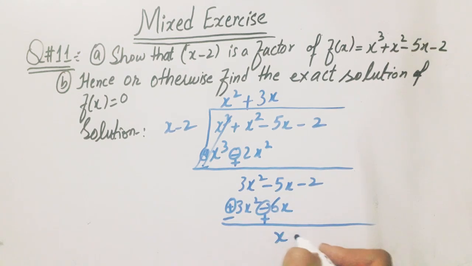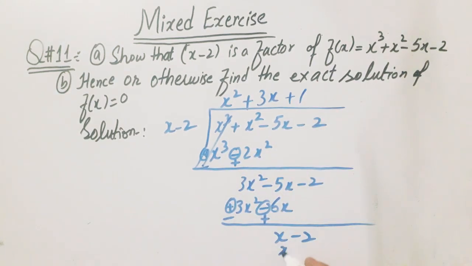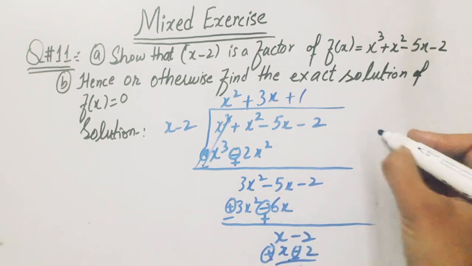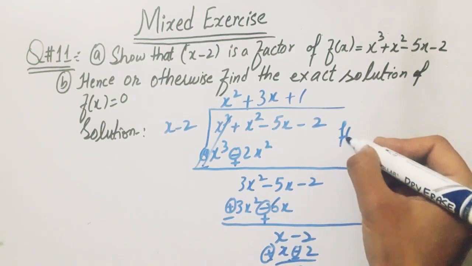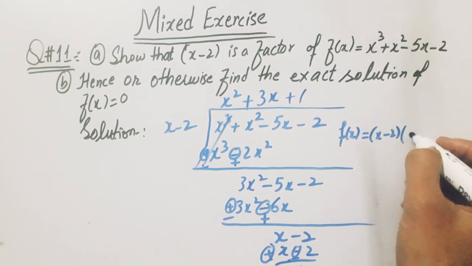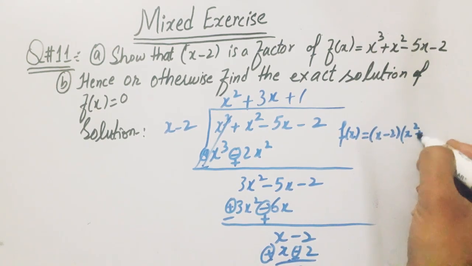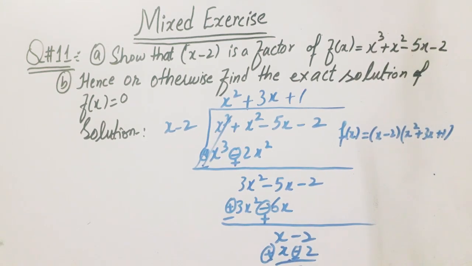So this is equal to x minus 2. You multiply this by plus 1 and get x minus 2. So this is the final answer. The factors of this are, you will write f of x is equal to x minus 2 into x square plus 3x plus 1. So this will be the final answer.